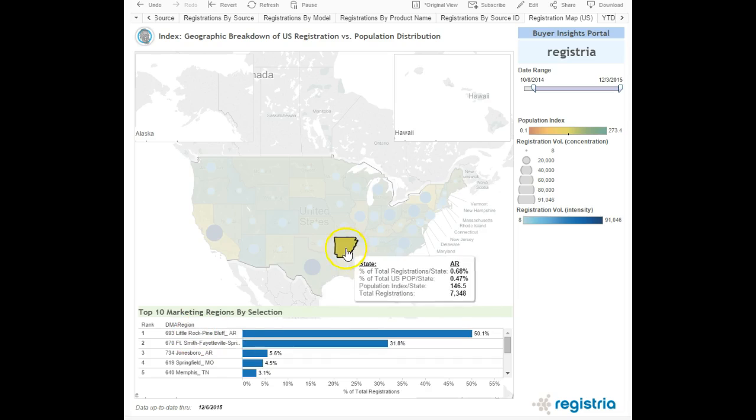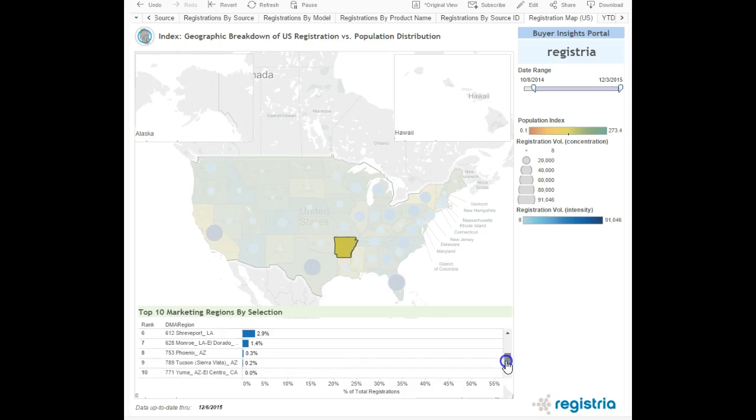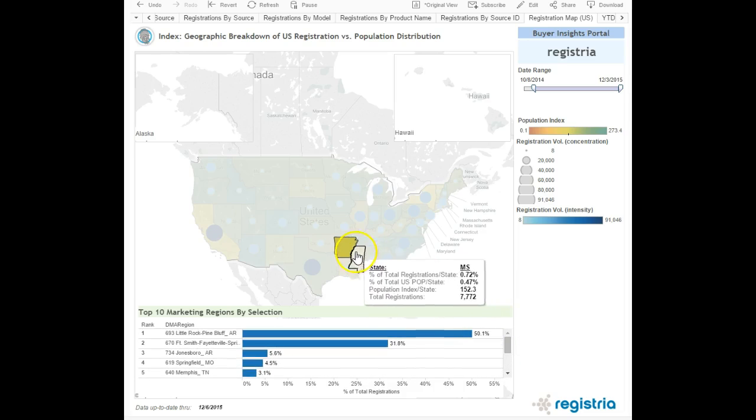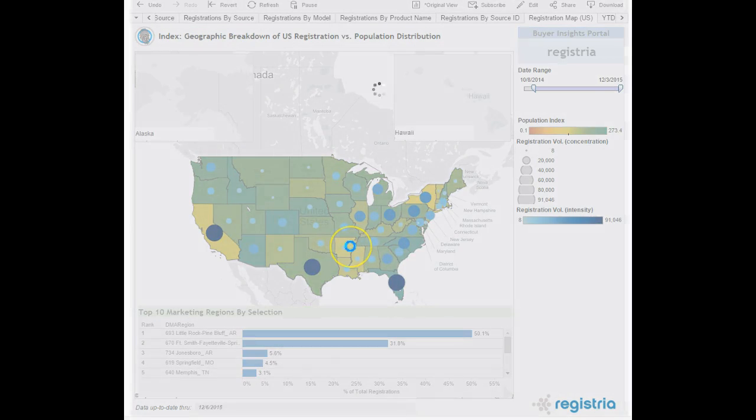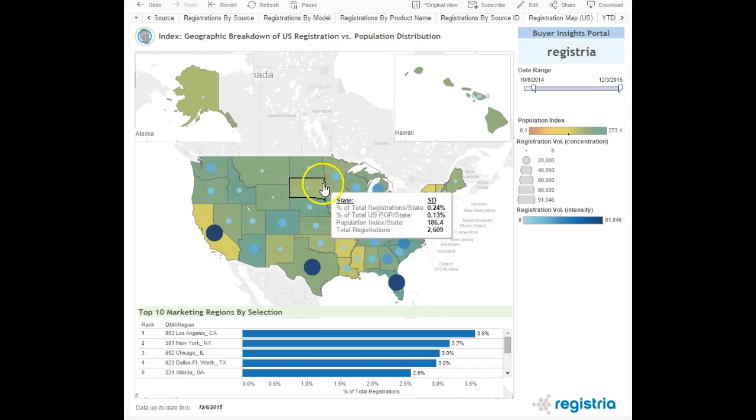So I can see that in the state of Arkansas, these are my top 5 marketing regions, and I can see that this marketing region, 693 Little Rock, Pine Bluff, is actually representative of 50% of total registration volume in that state. So this would be very helpful when I'm working with media planners to understand where we should be targeting for either greater spend, and again, if I'm under 100, going to be more yellow and orange in terms of the color of the state.